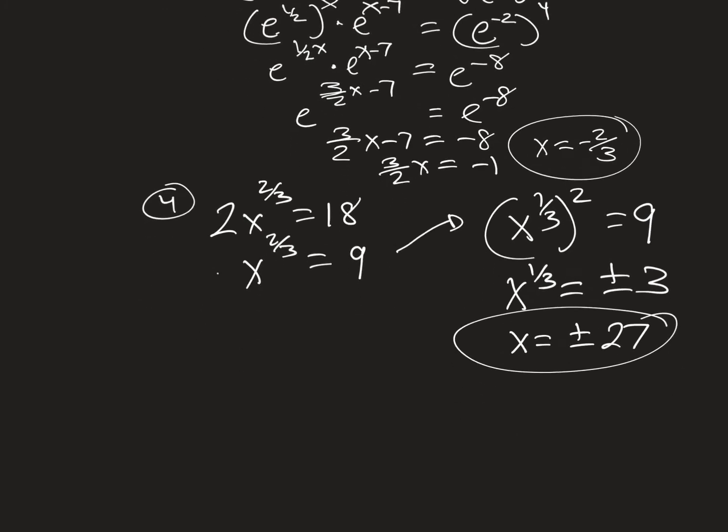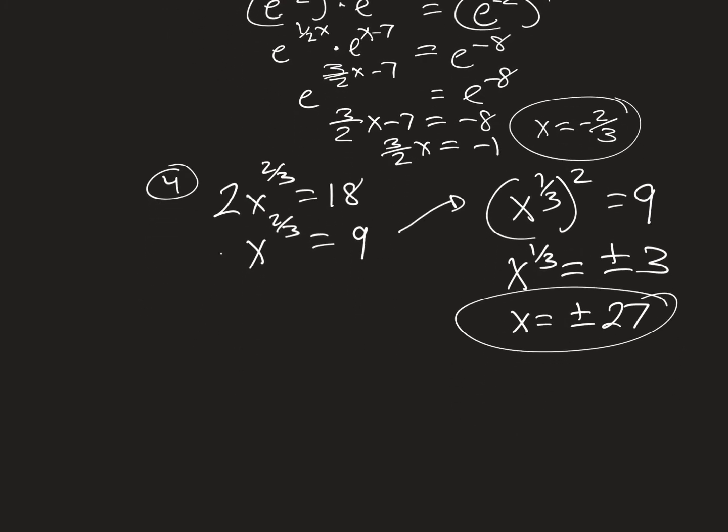Okay, let's do another one like that. And then we will talk about different types of problems here, involving exponents. All right, so how about solving for 3x to the 3/4 minus 1 equals 23?